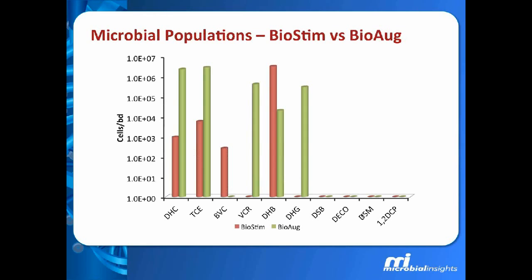So what happens when we add a bioaugmentation culture? What you're seeing here, the red bars are from the biostimulation unit, the green bars are the bioaugmentation unit, and we see that concentrations of Dehalococcoides and vinyl chloride reductase genes are much higher, indicating that the culture was able to survive in situ during that deployment period. Dehalobacter and Halogenemonas were also detected in this bioaugmentation unit.